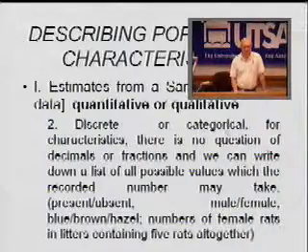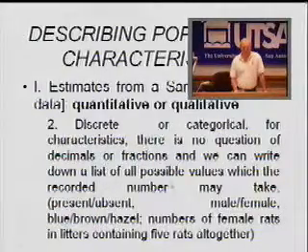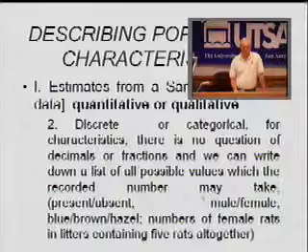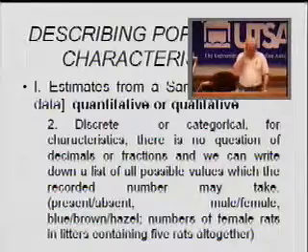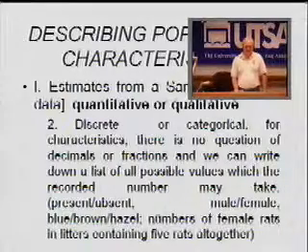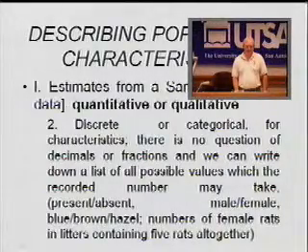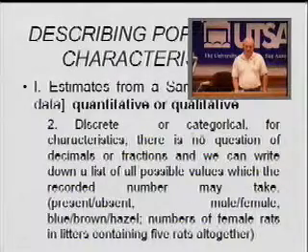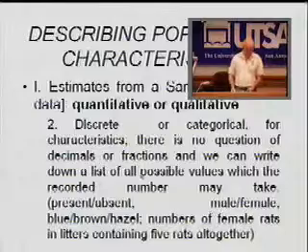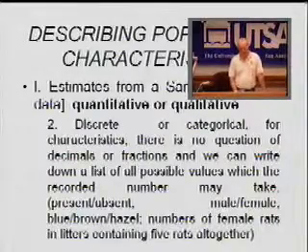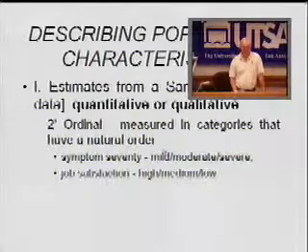The discrete data or categorical data for characteristics. So there's no question of decimals or fractions, and you can write down a list of possible values which the recorded number may take. Present, absent, +1, -1, 0, and 1, whatever it might be. Male, female, blue, brown, hazel. Numbers of female rats in litters containing 5 rats altogether. So these are types of discrete or categorical data. And of course, you very likely would not be, and most of the time definitely would not be, performing parametric analysis on these types of data points.